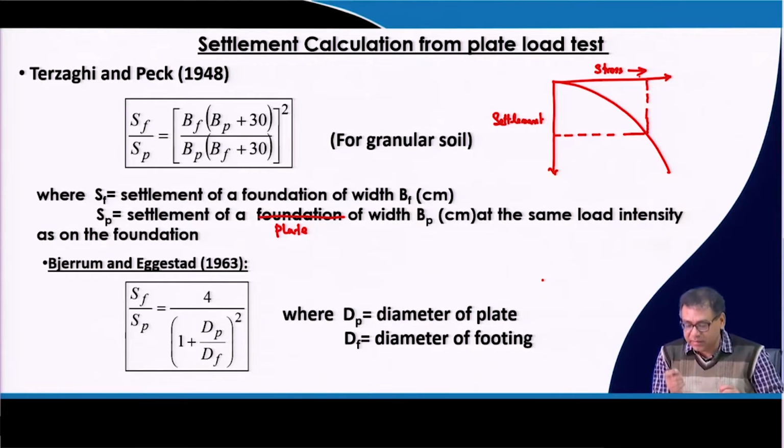Or vice versa, if you have the loading intensity of the foundation, then corresponding to that loading intensity you can calculate the settlement of the plate. Once you get the settlement of the plate, then by using these equations you will get the settlement of the foundation. So, if you have the permissible settlement of the foundation, you will get the allowable load carrying capacity of the foundation. If you have the load intensity acting on the foundation, then you will get the settlement of that foundation, and you check whether that settlement is within the permissible limit or not. So, these two equations.